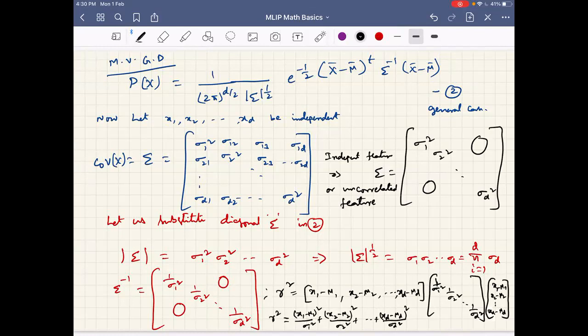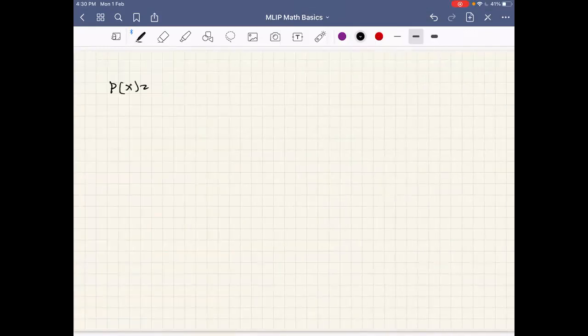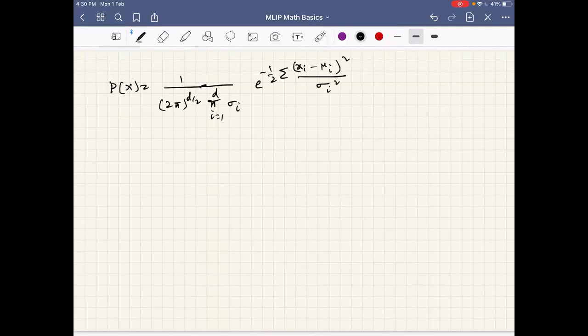Now let us bring back these components and substitute in expression 2 to complete the proof, indicating that the independent case, which we have considered before, has resulted in exactly the same: 1 by (2 pi) to the power d by 2, product of sigma i, e to the power minus half summation i equal to 1 to d of (xi minus mu i) whole square by sigma i square. This is exactly equal to expression 1.